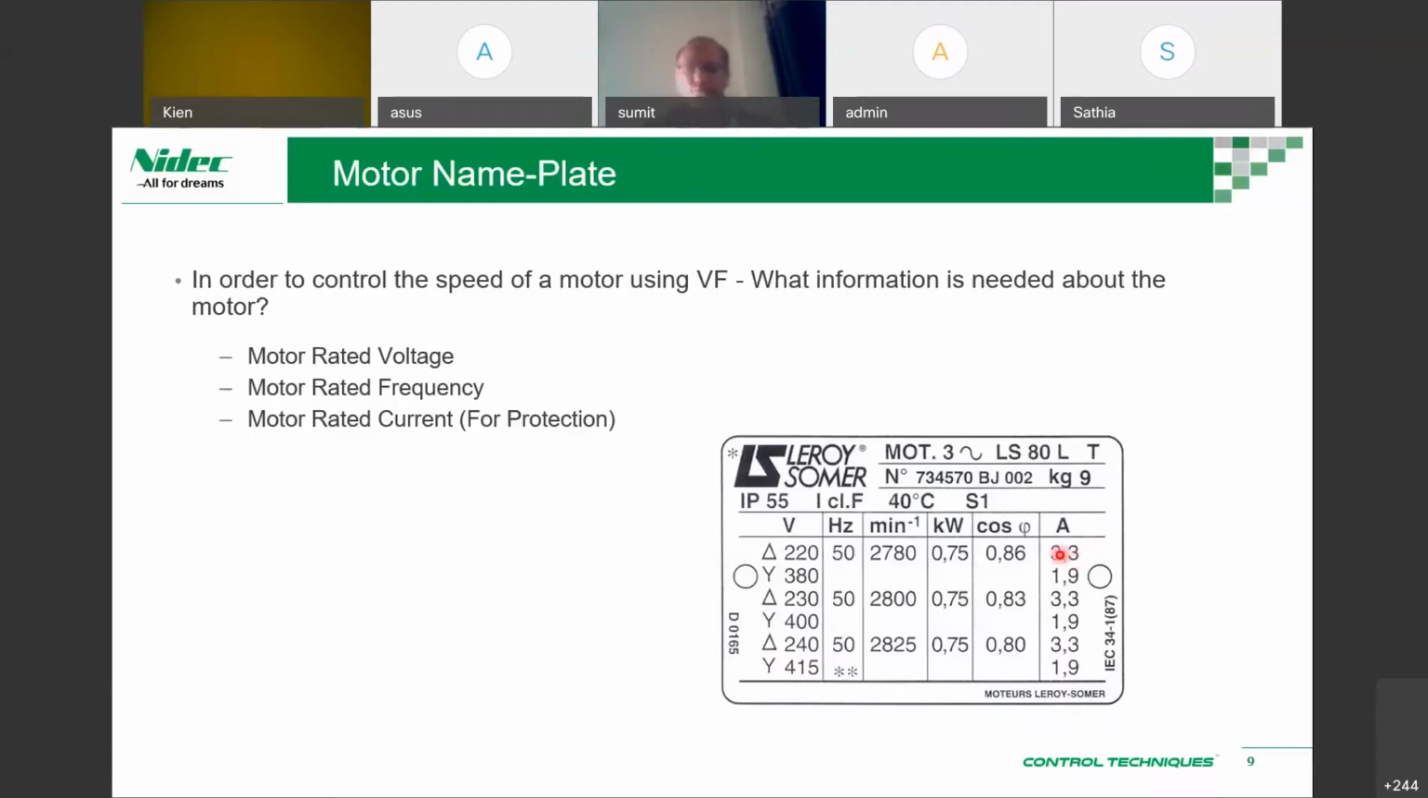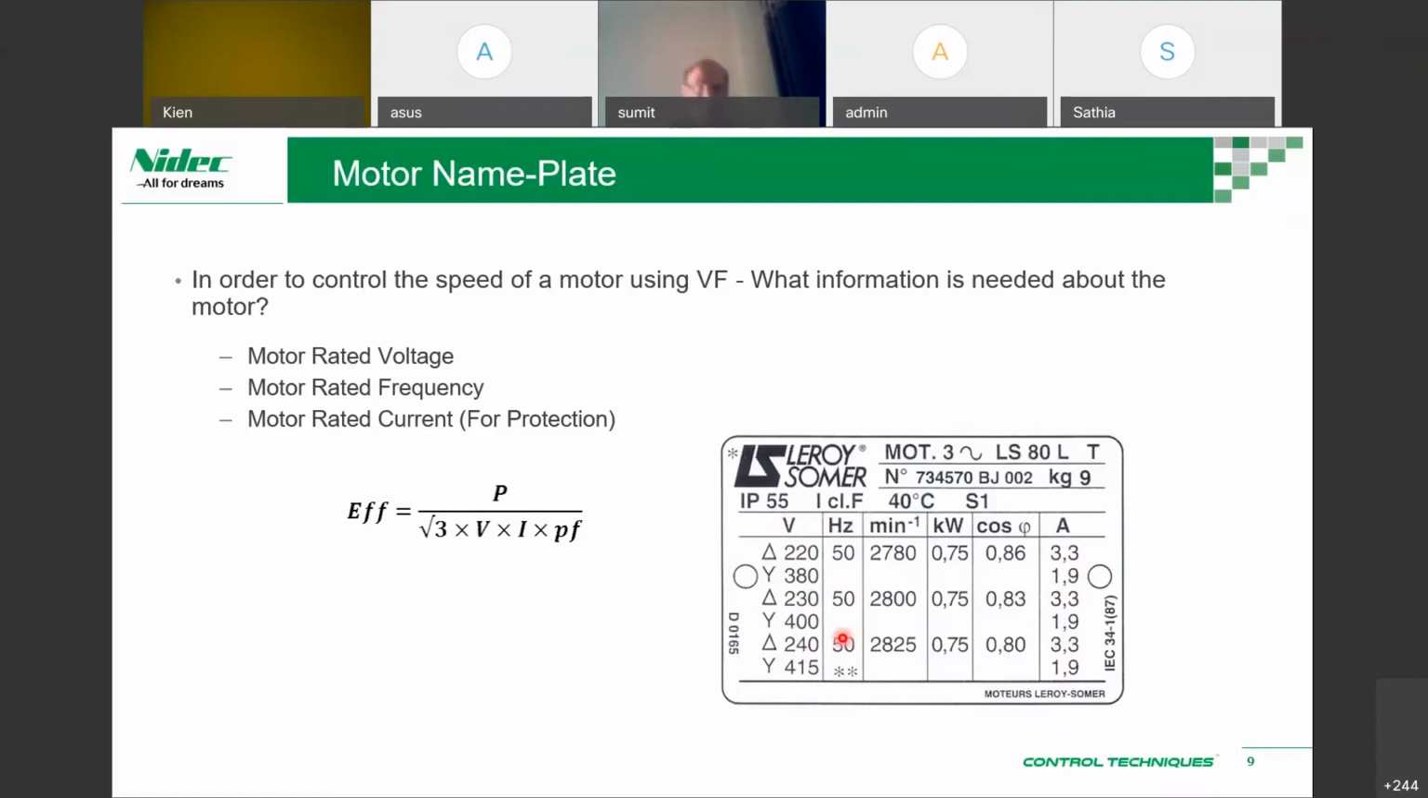So this is the current rating that we teach the drives, and teach the soft starters, to make sure we don't go above 6.6 amperes. That's a 200% protection. If it's 1.9, then we don't go above 3.8 or so. Okay, so these ratings are important for protection. This voltage and frequency are important for you to actually operate the motor. I hope I made that clear.